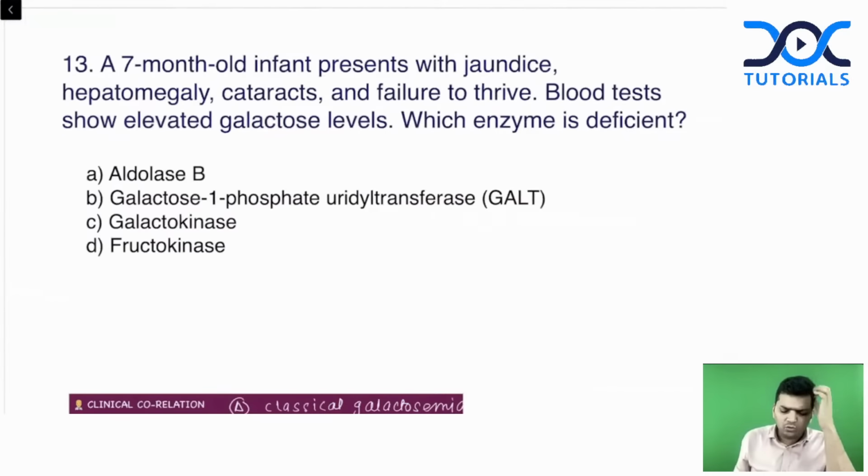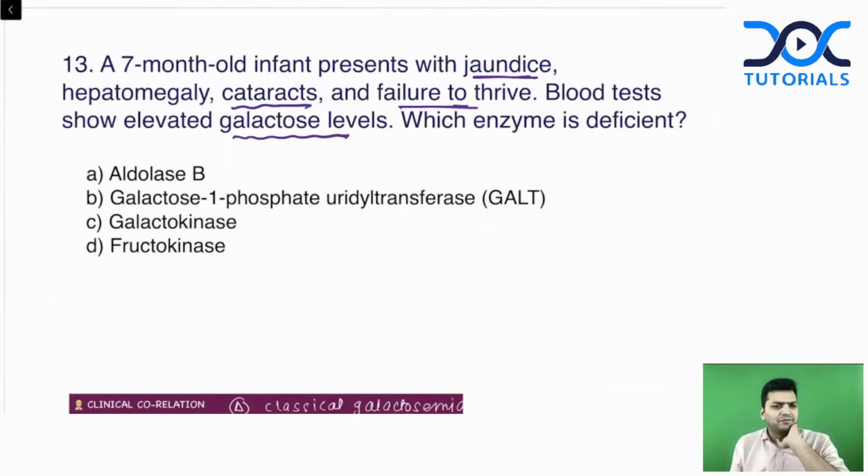A 7-month-old infant is presenting to us. He's having jaundice and failure to thrive. He's having cataract. He shows increased galactose level. Which enzyme deficiency is there? What do you say? Is it galactose 1-phosphate uridyl transferase or galactokinase?